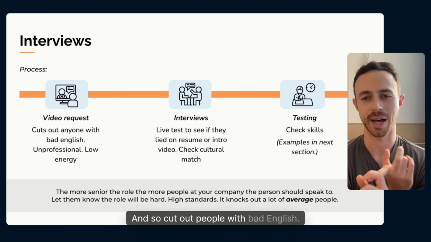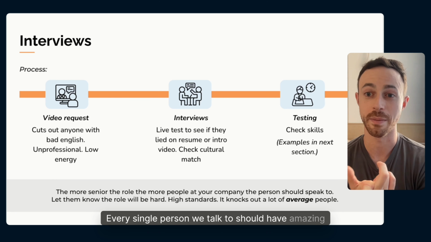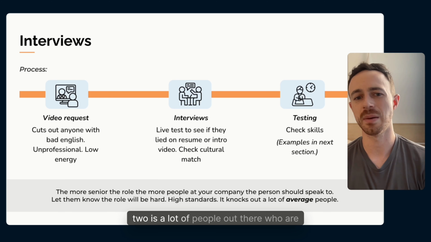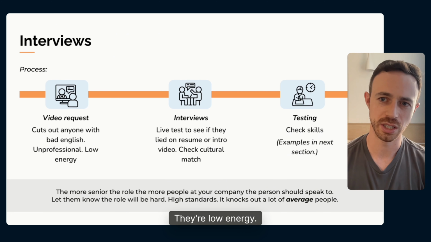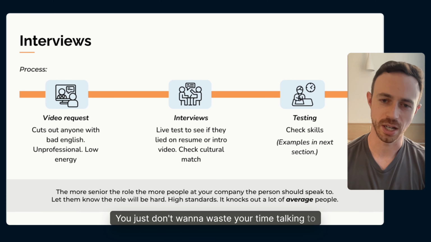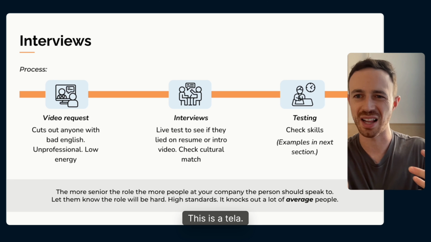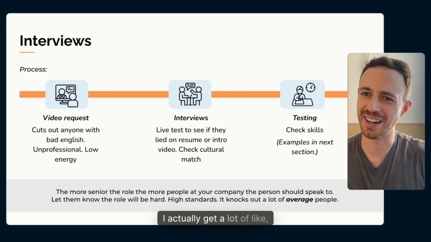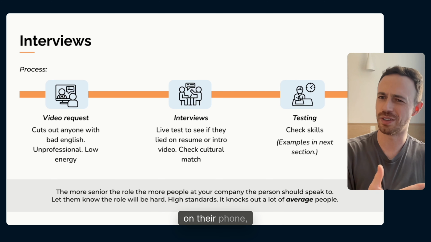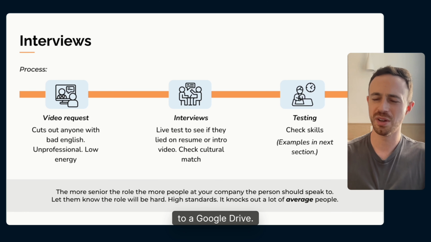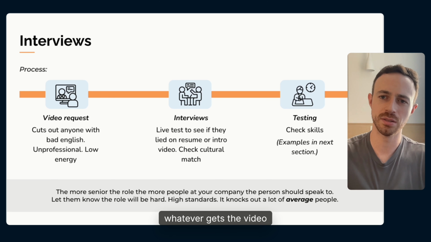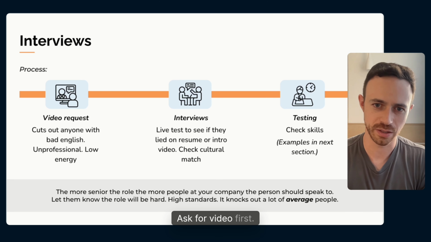And so cut out people with bad English, right? Every single person we talk to should have amazing English. Two, there are a lot of people out there who are unprofessional. They're low energy. You just don't want to waste your time talking to them, right? So Loom videos, doesn't matter. I actually get a lot of just videos on their phone, posted to a Google Drive, whatever gets the video into your inbox. Ask for video first.